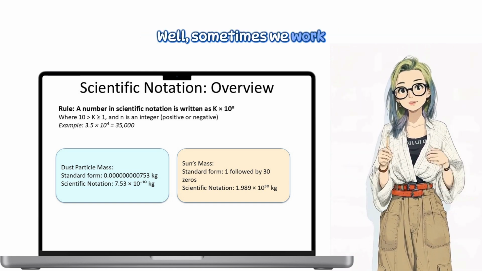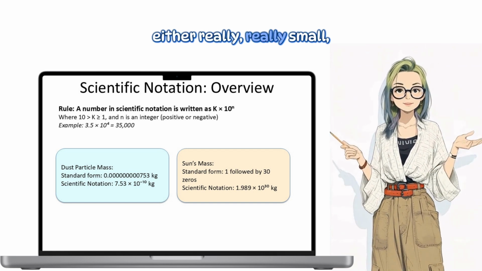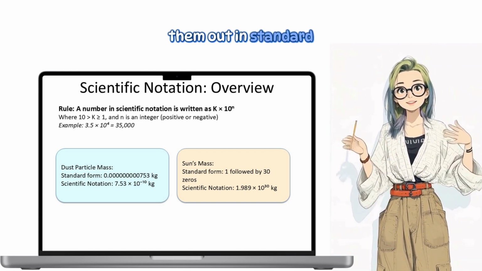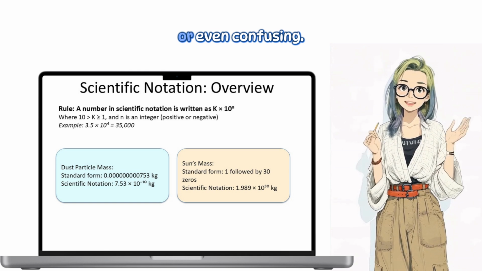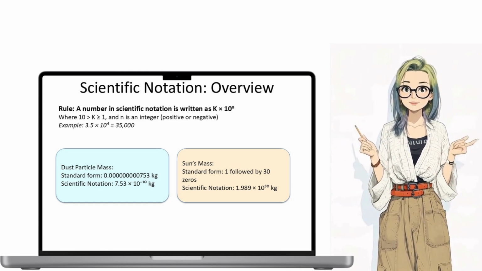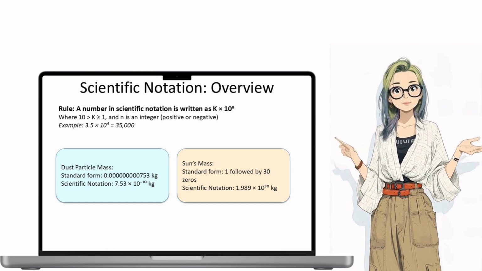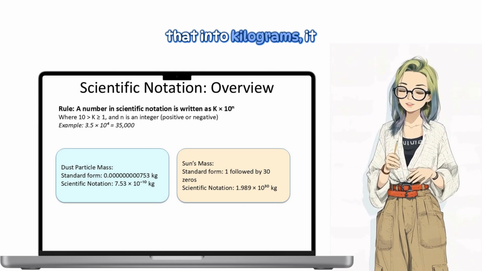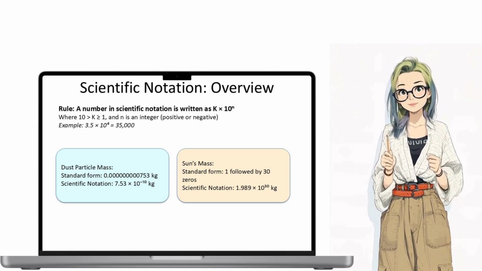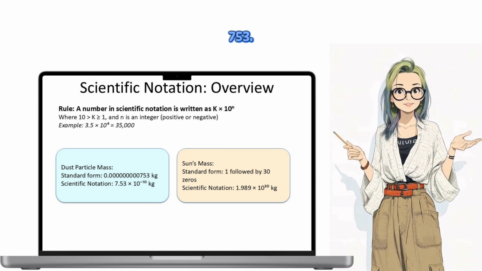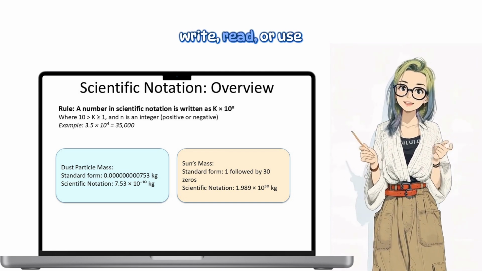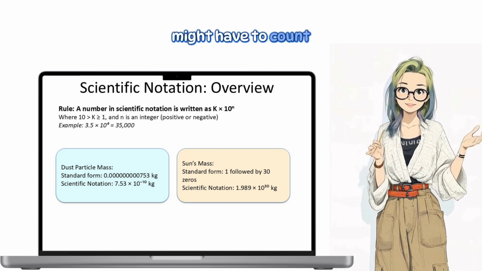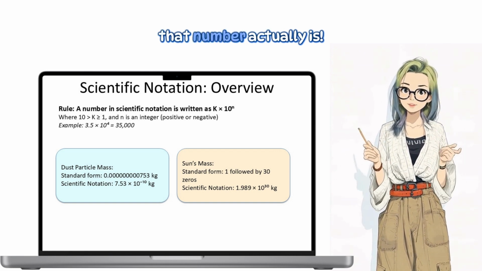Well, sometimes we work with numbers that are either really, really small or incredibly large, so large or small that writing them out in standard decimal form becomes inconvenient or even confusing. Let me give you an example. Imagine a tiny dust particle that has a mass of 7.53 nanograms. Now, if we convert that into kilograms, it becomes 0 point followed by 9 zeros, then 753. That's not easy to write, read, or use in calculations, especially in a scientific report where someone might have to count the zeros just to figure out how small that number actually is.